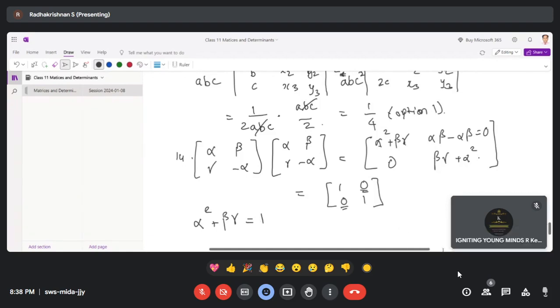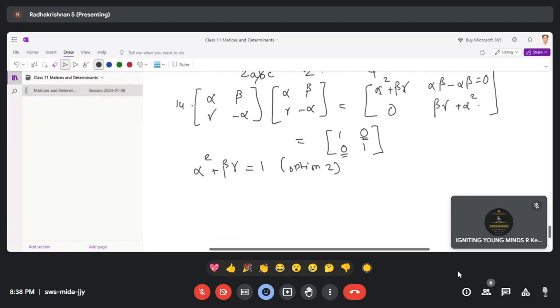Is this condition given in the options? Alpha square plus beta gamma. Option 2, if you see, is given as 1 minus alpha square minus beta gamma is equal to 0. So it's the same thing: 1 equal to alpha square plus beta gamma. Option 2. Let's do one more problem and we will stop for today.